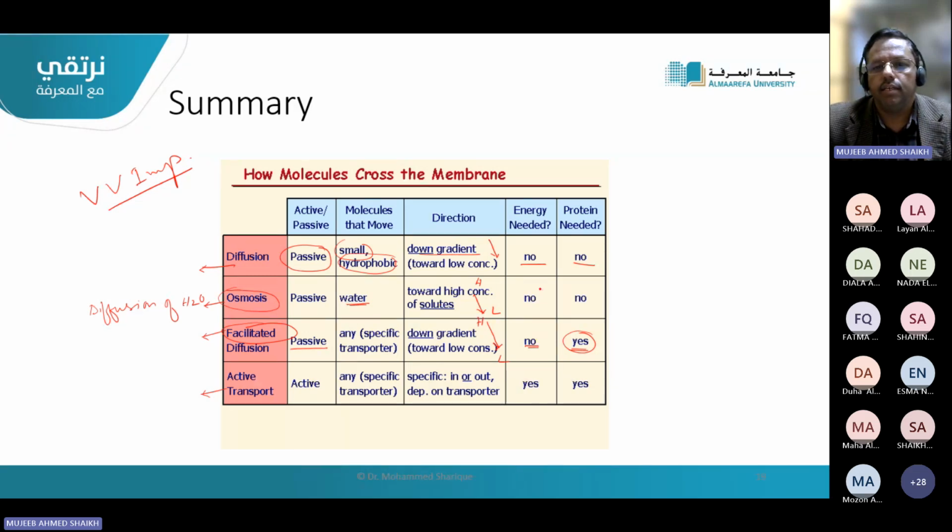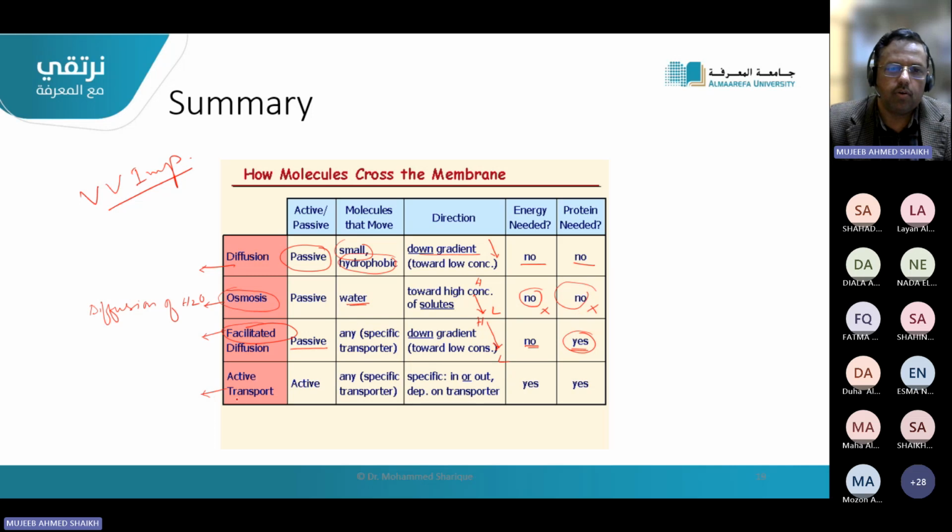Do we require energy? No, we don't require. Do we require a protein? We don't require a protein. So this is how passive transport works.